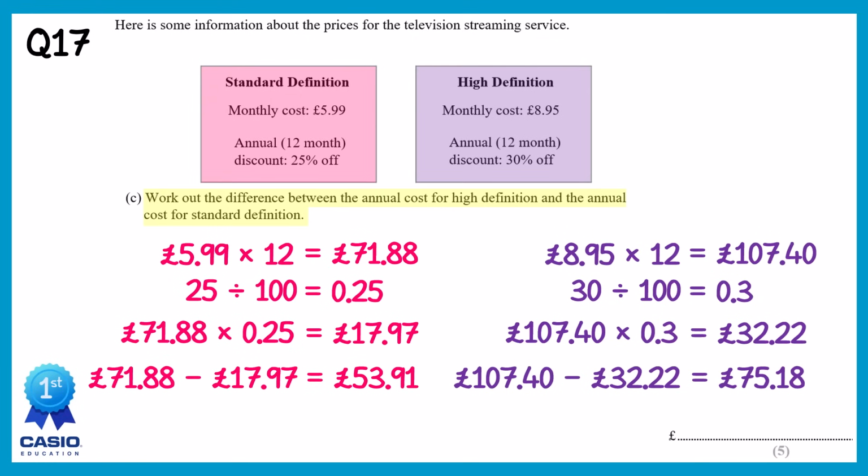We need to work out the difference between the two costs. So if we take the £75.18 and subtract from that £53.91, you'll end up with a final answer £21.27.